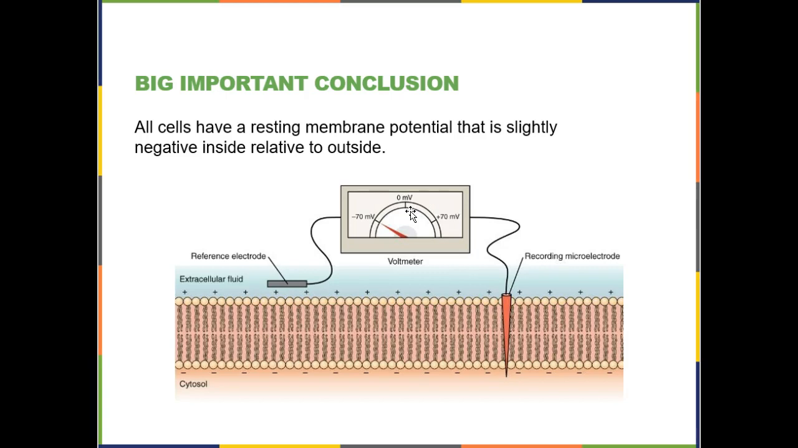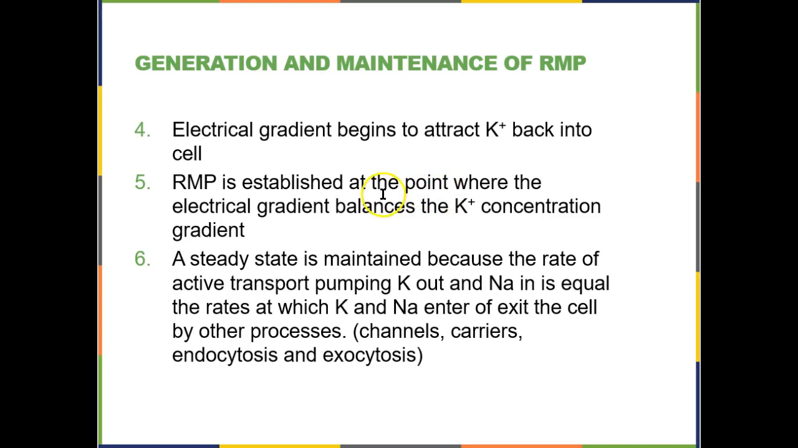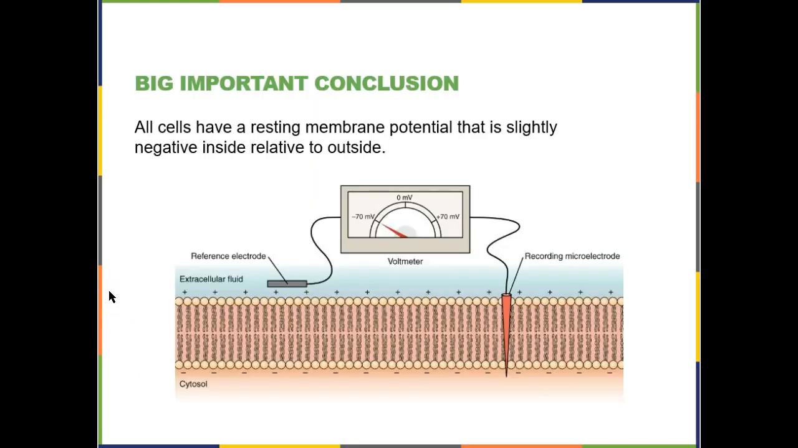So the big important conclusion then is that, because what I just explained happens in pretty much every cell of your body, there might be an exception out there, but I am not aware of it, every cell in your body has a resting membrane potential that is slightly negative if you are comparing the inside relative to the outside. So when we refer to the membrane potential, we're putting our voltmeter on the inside of a cell and measuring the separation of charge inside relative to outside.